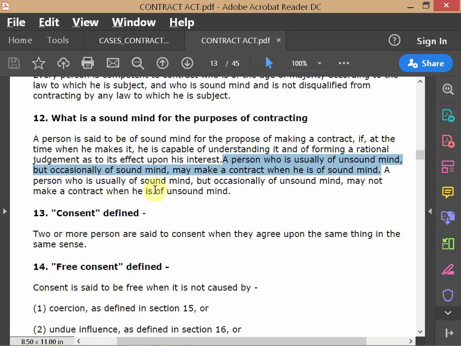Look at this situation. If you have a schizophrenic, schizophrenic only means he has two minds, so one of those minds may be a sound mind. When he's in that sound mind, he can make a contract and it will be a valid contract. So that point is not necessarily correct, but there is a reverse condition here. So you understand what a sound mind is here.